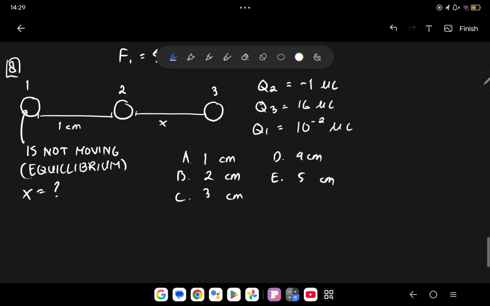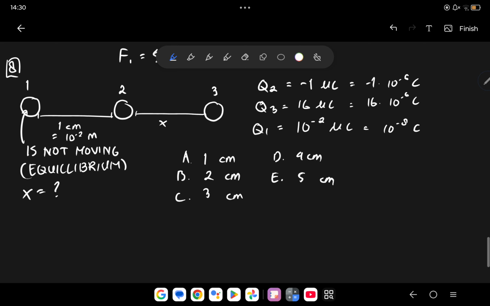And that is time. It's like 2 minutes, but I got bored waiting. Okay, so let's think about this. What do we know? We know Q2, Q3, we know Q1, we know distance. Now we just need to find x. Alright, so let's convert everything into standard. So this will be -1 times 10 to the power of -6 coulombs. This will be 16 times 10 to the power of negative 6 coulomb. This will be equal to 10 to the power of negative 8 coulomb. Nice! And this will equal to 10 to the power of negative 2 meters.